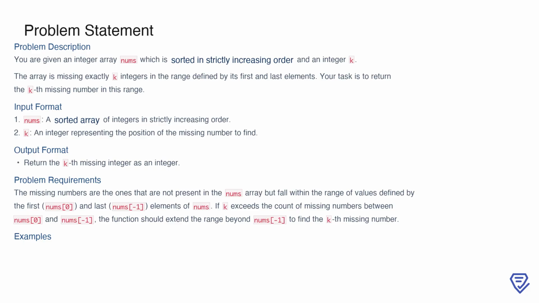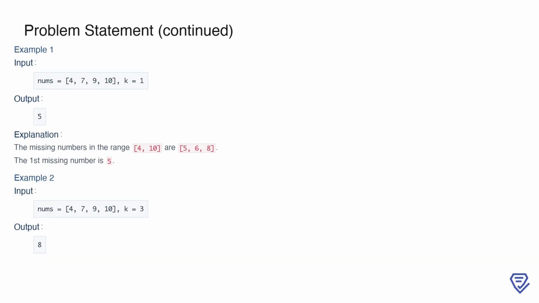If the number of missing integers within this range is less than k, you will need to extend the range beyond nums[-1], until you locate the kth missing number. For the input format, the problem gives you this sorted array, nums, and the integer k. In terms of output, you will simply return the kth missing number as an integer. Remember, since the array is strictly increasing, all missing numbers will naturally fall between or beyond the range of the given elements. Let's break this down with an example.